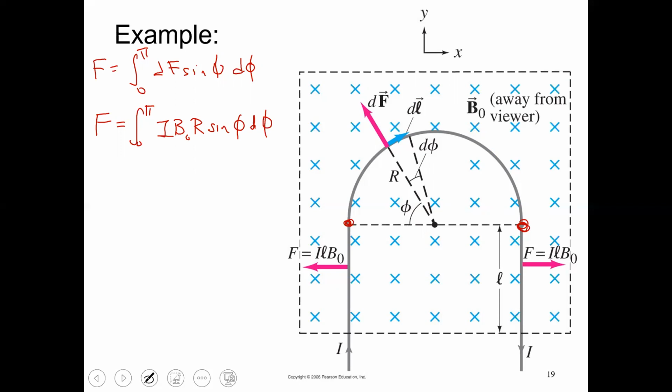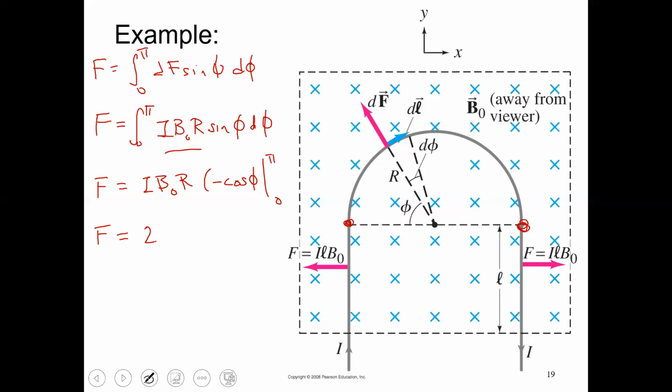Okay, so if we do that integral, these first three things are just constants. So we're doing the integral of sine phi. That's going to give us a negative cosine phi. And we're going to evaluate that from 0 to π. So we've got I B0 R times negative cosine phi evaluated from 0 to π. Then, to do that, cosine of π is actually going to be equal to, oh, I misspoke. Cosine of π is negative 1, not a 0. Cosine of π is negative 1, and cosine of 0 is 1.